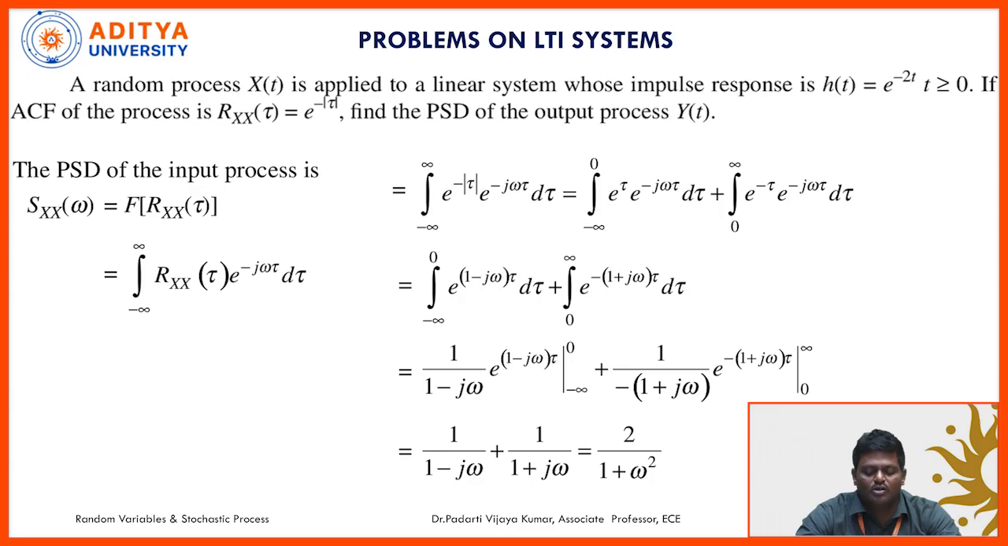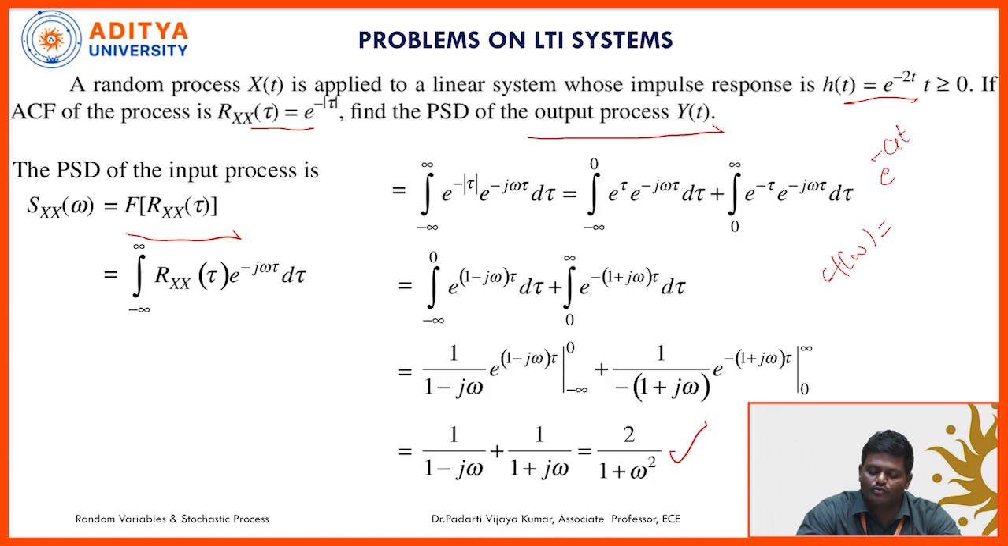This is one important relation which is used for computing the power spectral density. A random process x of t is applied to a linear system, the impulse response is given, the autocorrelation function is given. You are asked to compute the power spectral density of the output random process. We know that the autocorrelation and power spectral density are Fourier transform pairs. So, computing the Fourier transform of the autocorrelation function, we will get 2 by 1 plus omega square, and for h of t equal to e power minus a t, the Fourier transform is 1 by a plus j omega.